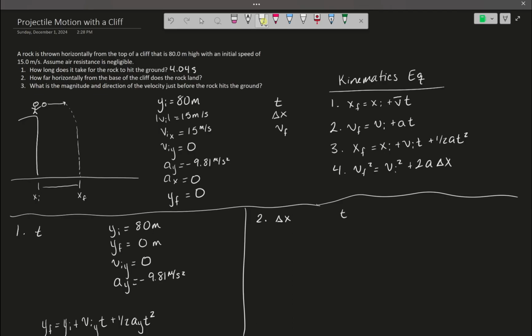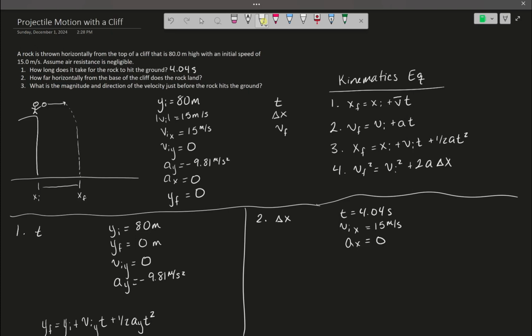So I know that it's going to take 4.04 seconds for this object to be at the end of its motion. I know that my initial velocity in the x direction is 15 meters per second, right? Because they threw it horizontally, so all of its initial speed was in that x direction. And I know that my acceleration in the x direction is 0. That's because gravitational acceleration only works in the y direction, and this 0 is going to really help me out.